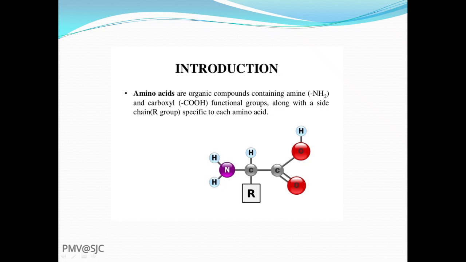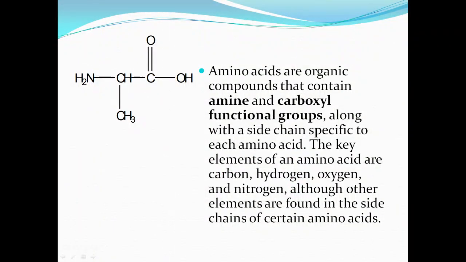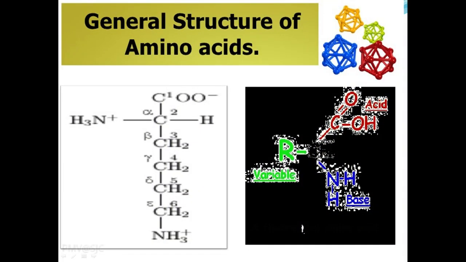As you can see, an amino acid is an organic compound with an amine and a carboxyl functional group along with a side chain, which could be either an alkyl group or an aryl group, and which is the key component in every amino acid, where you find carbon, hydrogen, oxygen, nitrogen and all other elements found in the side chain. In the general structure, the amino group and acid group are attached to the same carbon, which we call the alpha carbon.